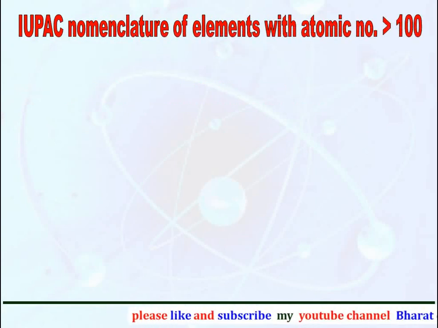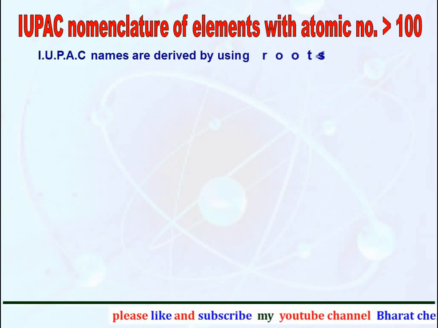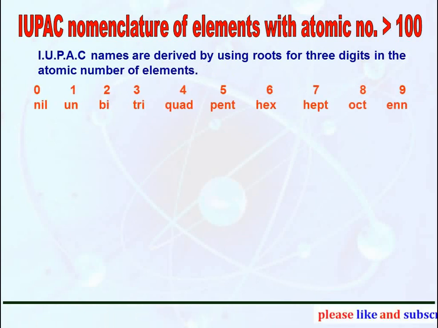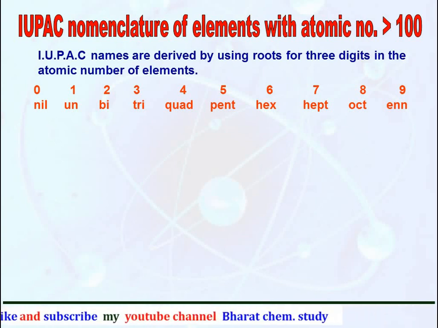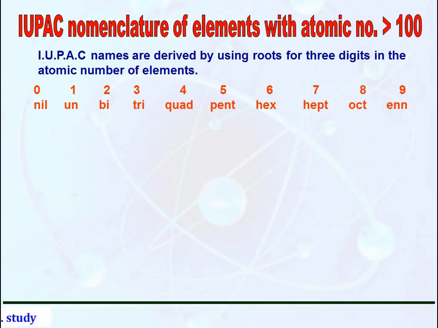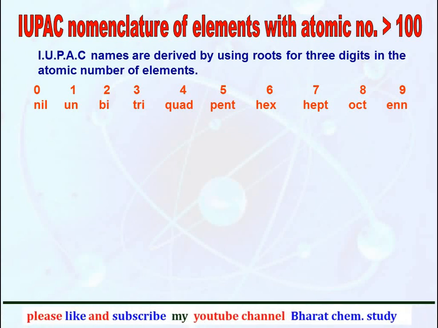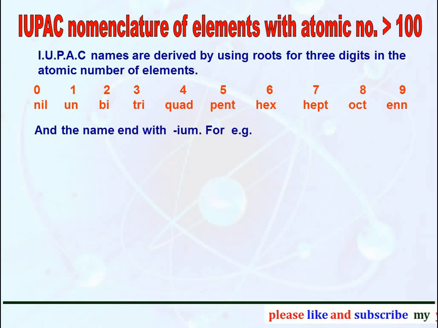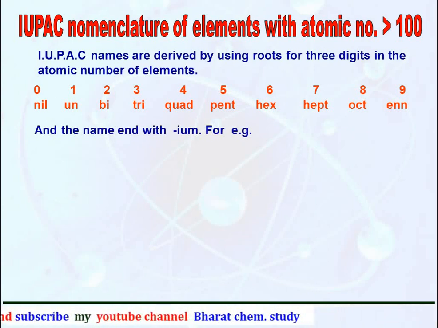Now the IUPAC nomenclature of elements with atomic number more than 100. IUPAC names are derived by using the roots for the 3 digits in the atomic number of the element. We use nil for 0, un for 1, bi for 2, tri for 3, quad for 4, pent for 5, hex for 6, hept for 7, oct for 8 and enn for 9. And the name should end by adding ium at the back of the name.